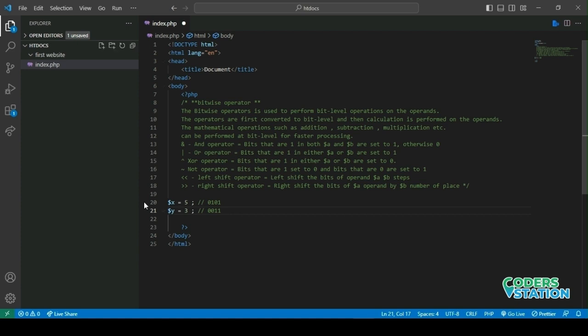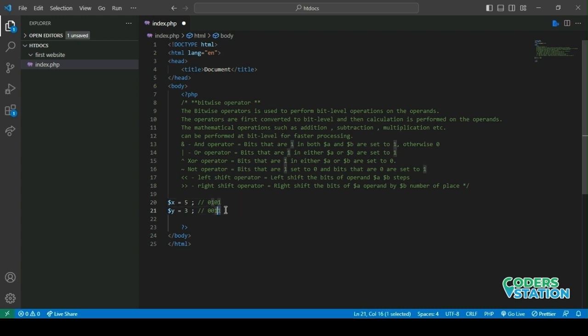Let's see with an example. So $x has 5 and $y has 6. So their bit representation, the representation in binary, is this. That is, this first digit represents one value, and then this third is 4. So 4 plus 1 gives us 5. Therefore 0, 1, 0, 1.